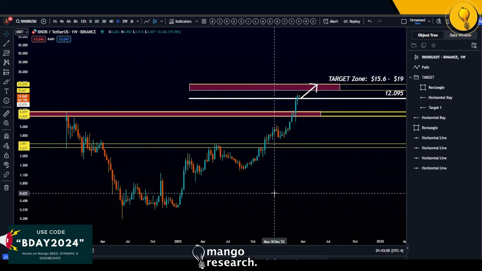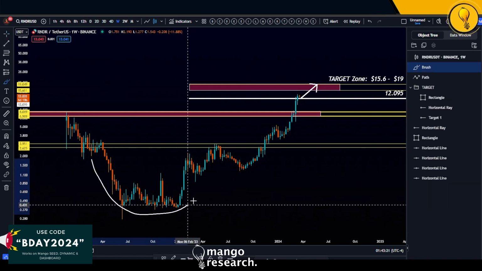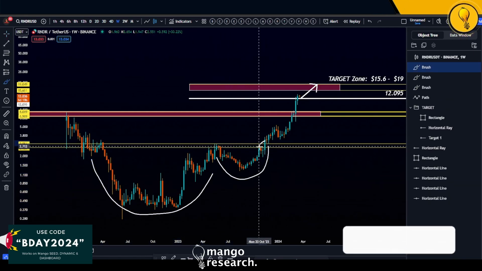Now, what I really like about this target zone is that there is massive confluence on here. So it's not just my system pointing to these targets. That's a good 40% from where price is at right now. But there's something else. And that something else, guys, is a perfect cup and handle-like formation that actually activated back here.